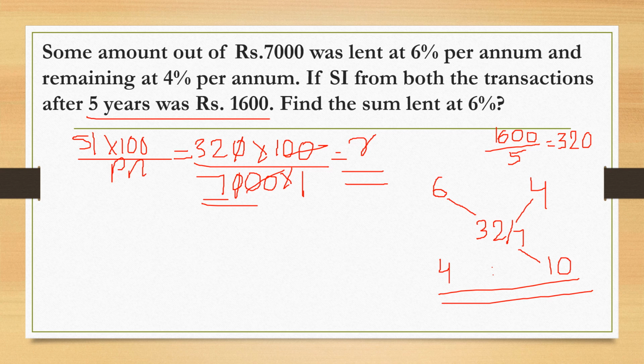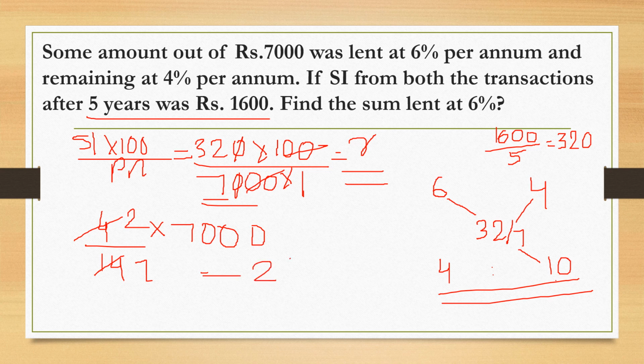So in the question we have to find out the sum lent at 6%. Here we can see that it is 4. So we have to write 4 here and in the denominator we have to write the total sum. That is total sum is 10 plus 4. That is 14. 14 into, what is the total amount? 7,000. Okay. On solving we will get, solving by 2. 2 into 2 is 4, 2 into 7. Okay. Now the answer is 2,000. The amount lent at 6% is 2,000.